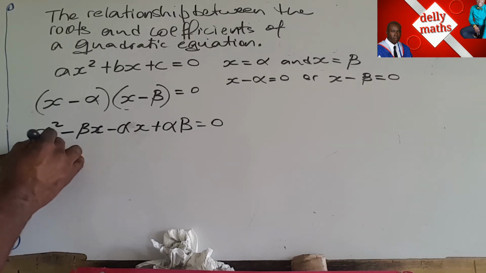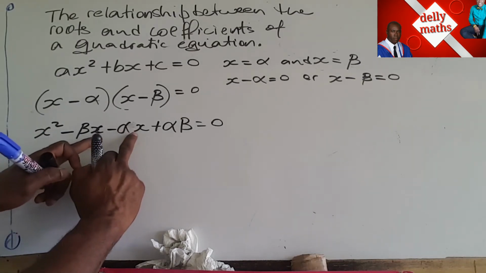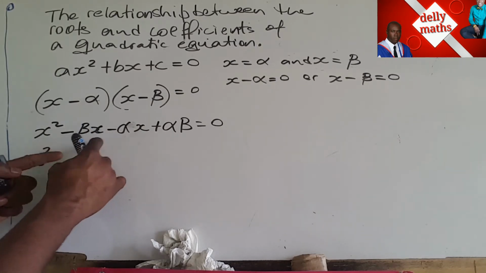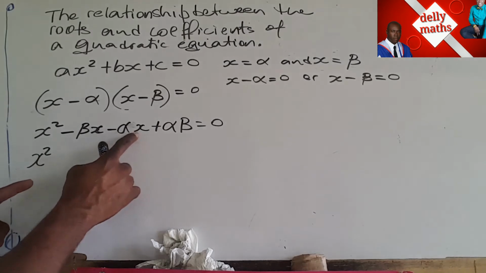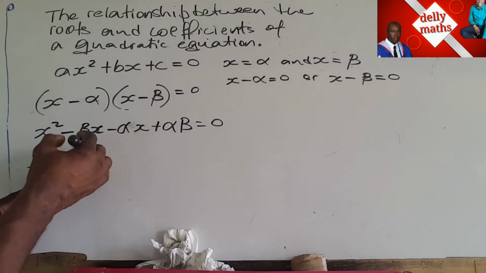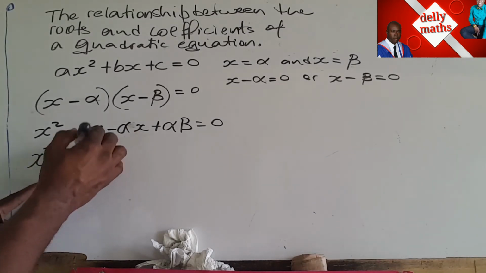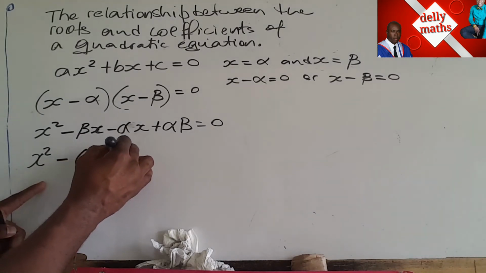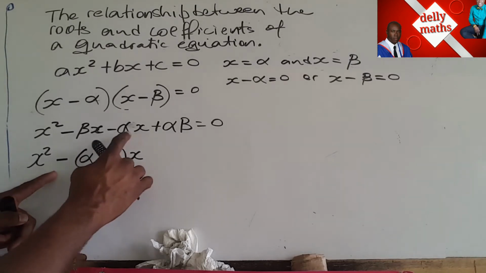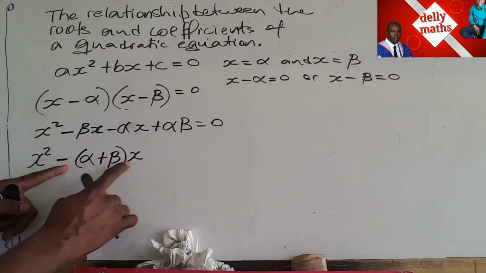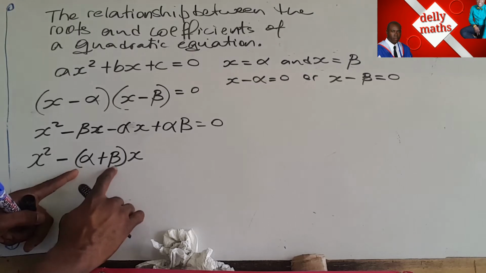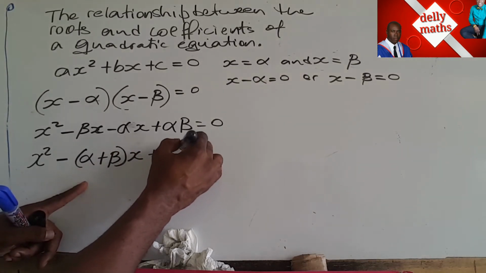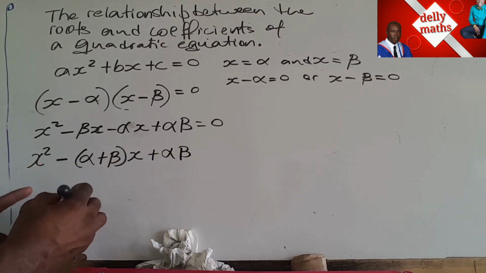So x squared is there. I could factorize out x here, but I'm going to put it at the back so as to keep the alpha and the beta as coefficients. So it's going to be negative x I'm going to factorize out, right? So if I do that, I'll end up with negative x times alpha plus beta. It's the same x. I want to keep it at the back so I could show the coefficient of x, right? And then at the back here, what we have here. So this is what we're talking about.